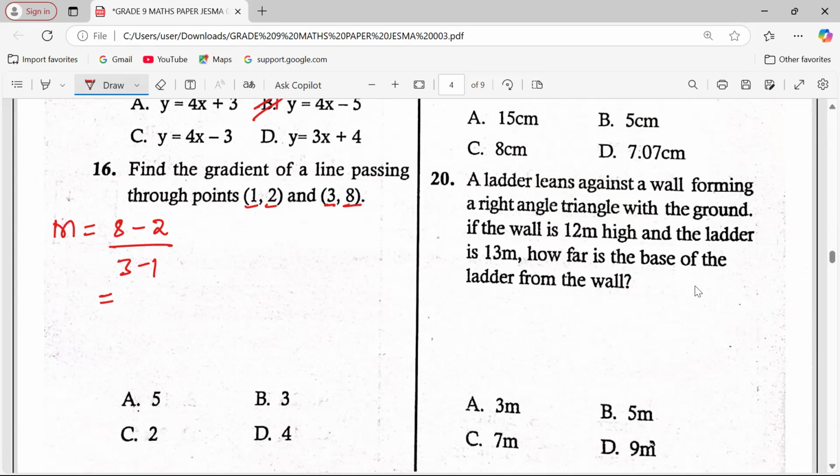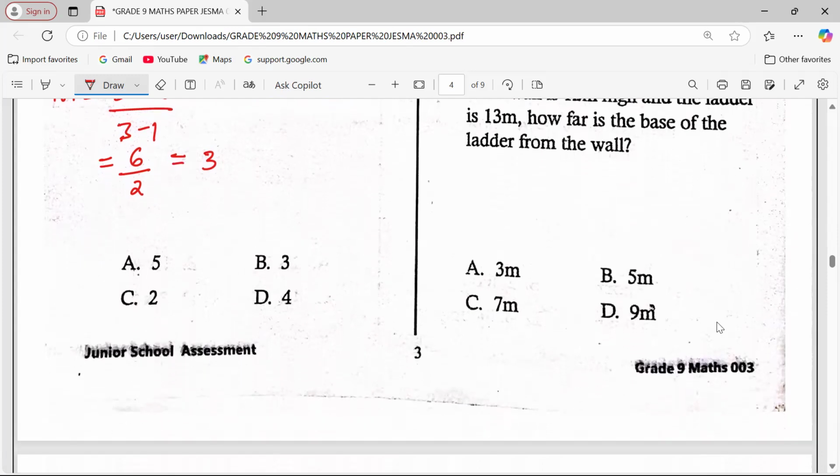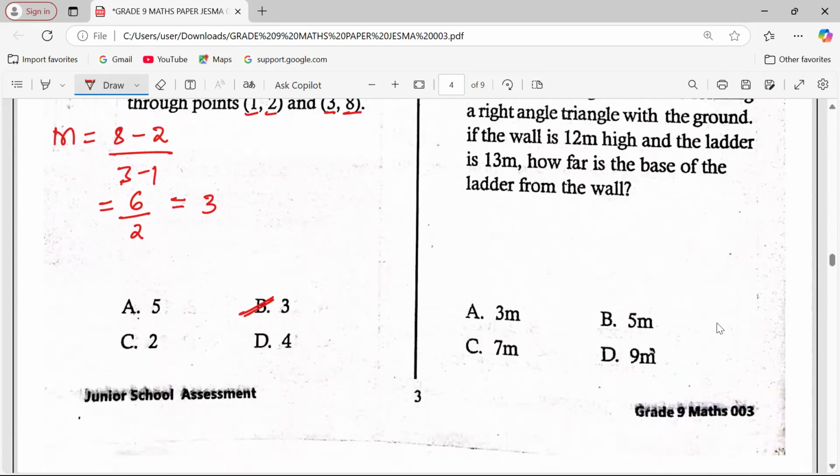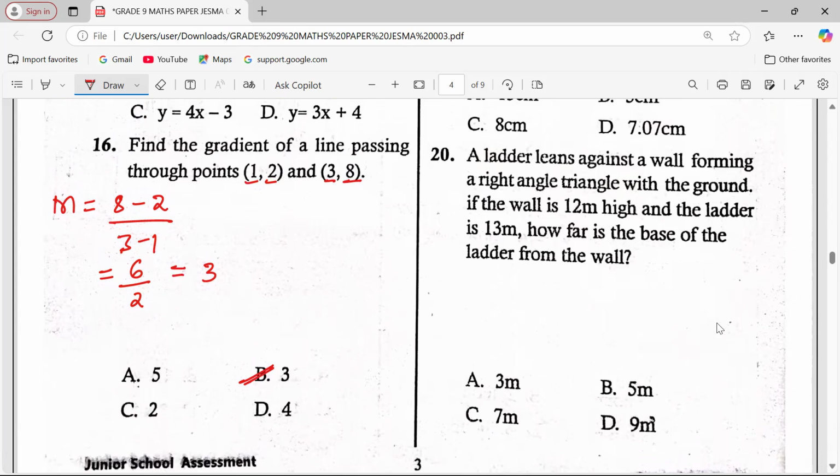So 8 minus 2 is 6, and 3 minus 1 is 2. This is going to simplify to give us 3. So the right answer now becomes B. Remember, you are not restricted to the coordinates that you will begin with when obtaining gradient.